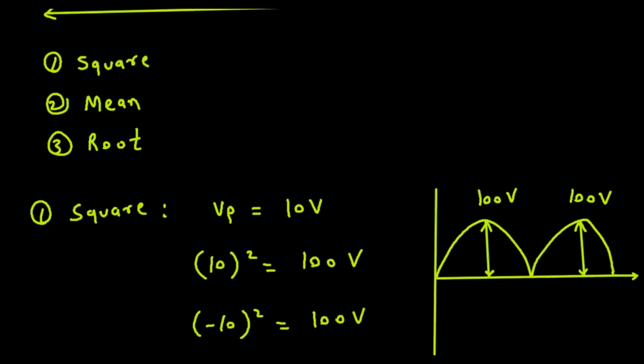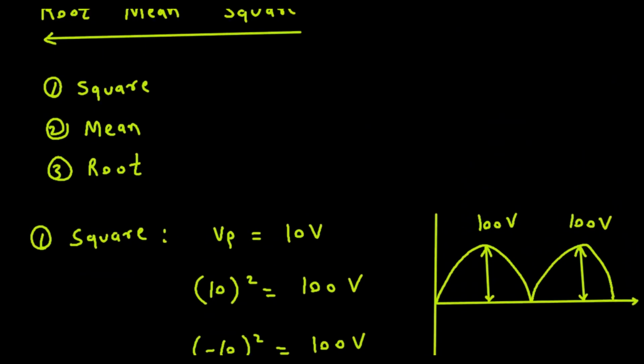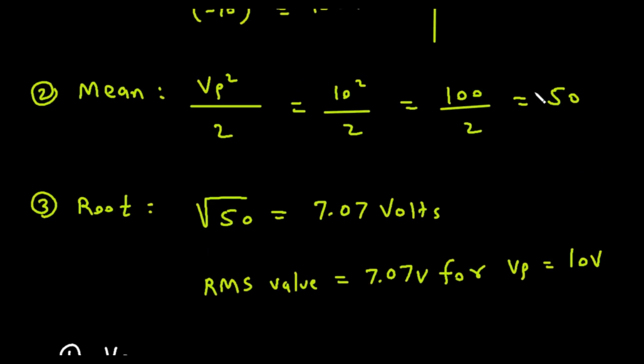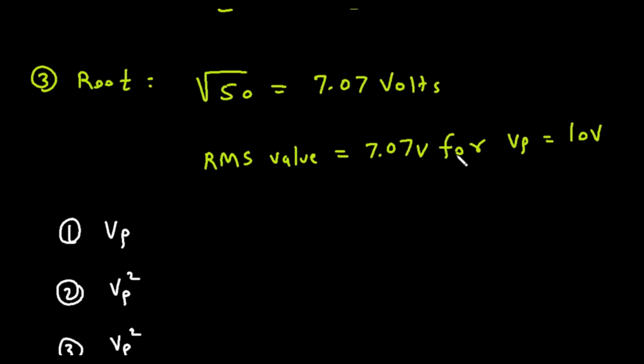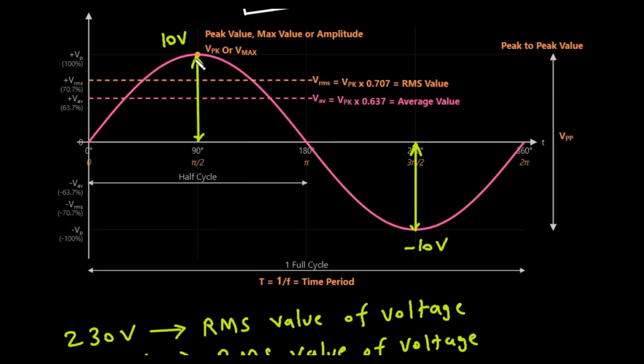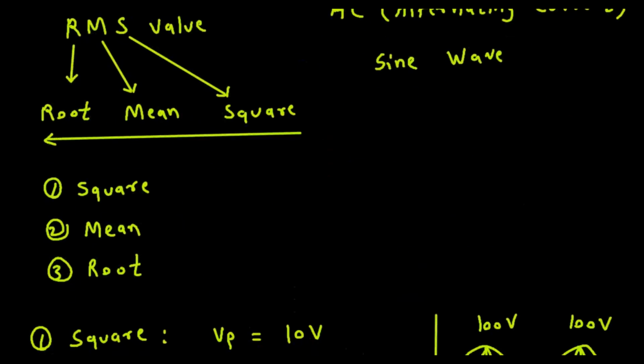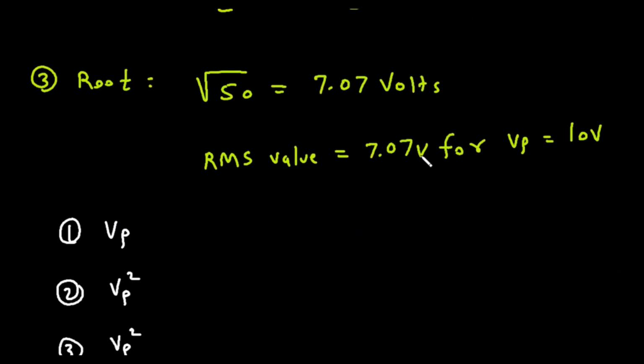Now our third step is to calculate its root. If we calculate the under root of 50, it will be 7.07 volt. Here we can write volts because this is our third and final step for calculating the RMS value. So its RMS value will be 7.07 for this Vp. Vp here we have taken as 10 volt. So if the Vp, or maximum value or peak value, is 10 volt, its RMS value will be 7.07 volt. Now this was the example.